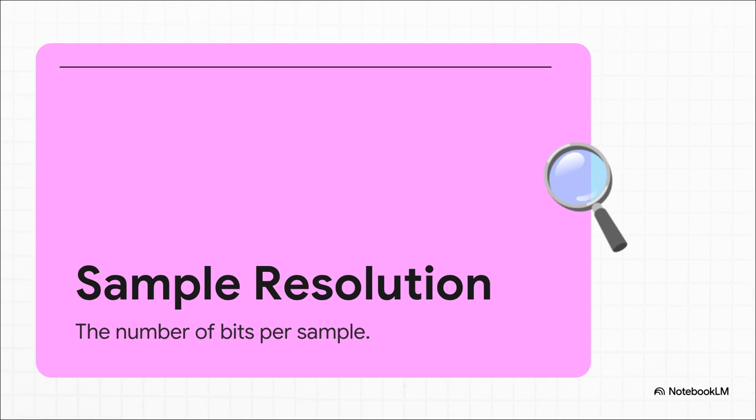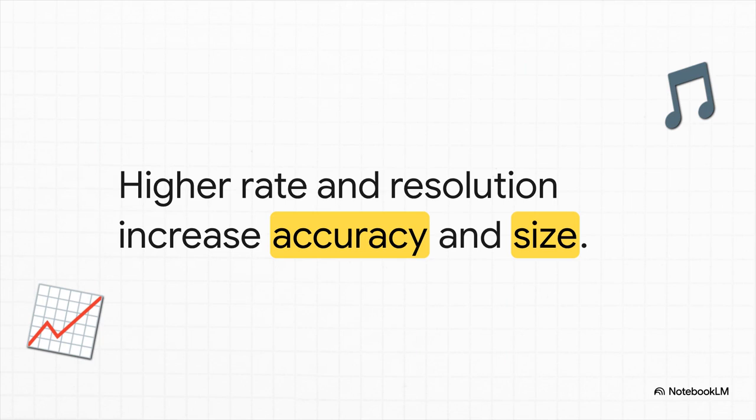If sample rate is how often we take a picture of the sound, sample resolution is how sharp and detailed each of those individual pictures actually is. When you put those 2 concepts together, you get this ironclad rule for digital audio. A higher sample rate plus a higher sample resolution equals higher accuracy of the recording. You're taking more snapshots, and you're using more bits to describe each snapshot perfectly.